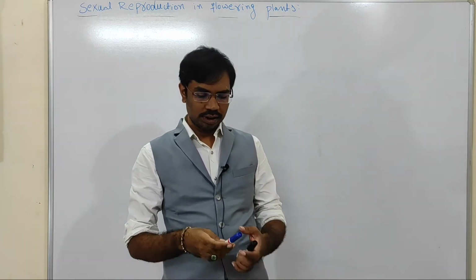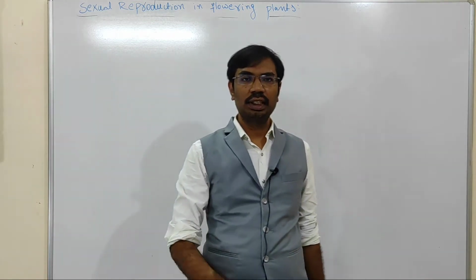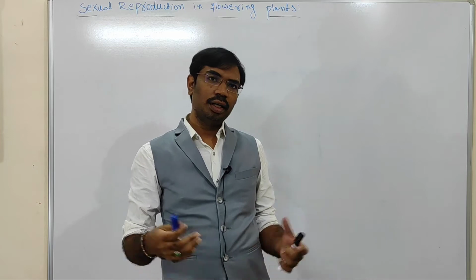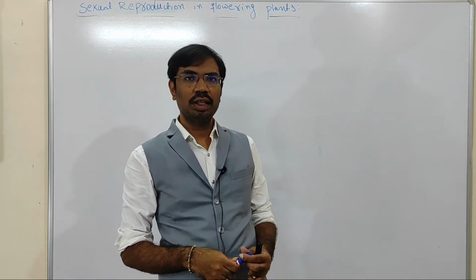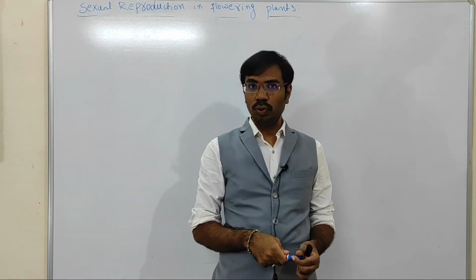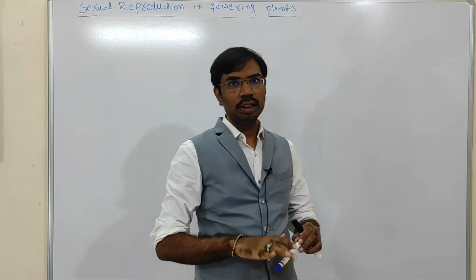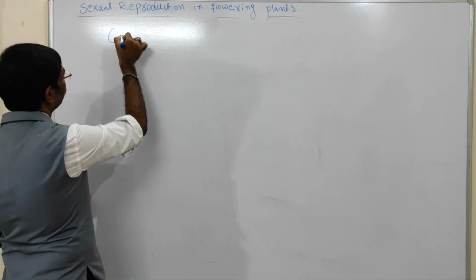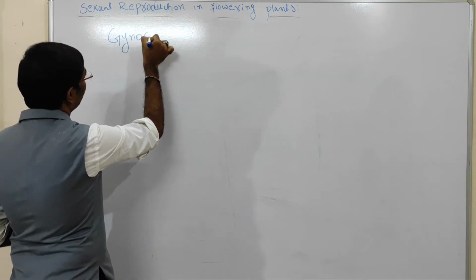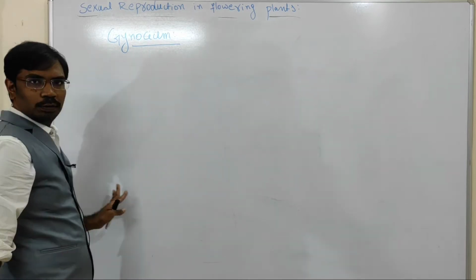Today I am going to discuss another topic in sexual reproduction in flowering plants, that is gynoecium. Already I discussed androecium and gave important points related to the androecium. So today I am going to discuss the female reproductive structure of the flower, that is gynoecium. The gynoecium is the female reproductive structure in the flower.